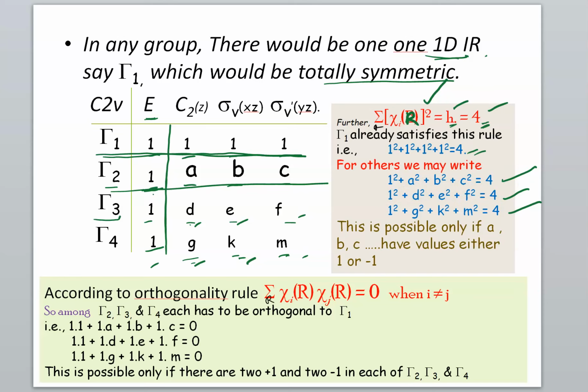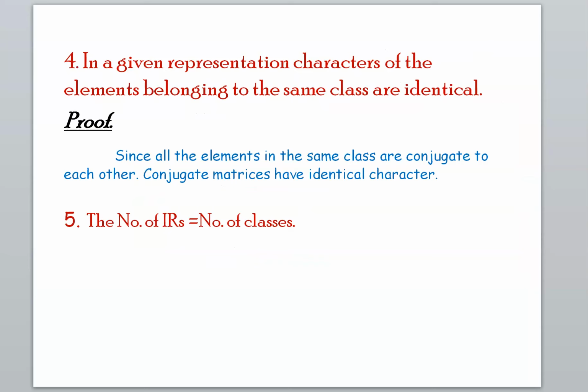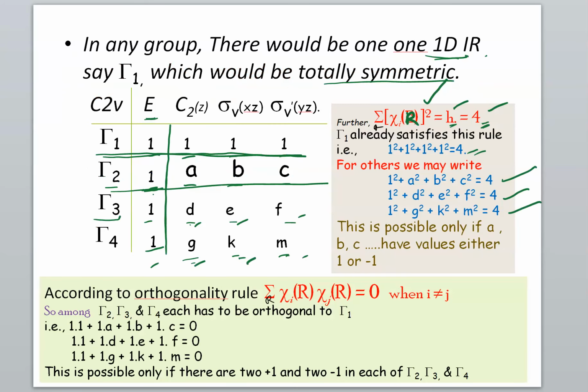This is rule 2 of the orthogonality theorem: the sum of the squares of the characters of a particular representation is equal to the order of the group, that is 4 here. And these equations are possible only if A, B, C have values either 1 or minus 1. Because all are one-dimensional representations, the values should be 1 or minus 1.